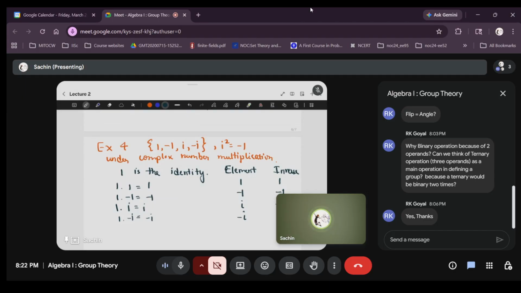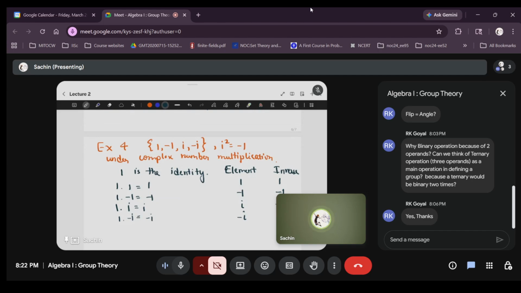I will later do an example, but complex numbers under complex number multiplication is also a group. That means complex number multiplication is associative, so we don't have to check for associativity in this case. It's given. Then it's closed. We'll actually have to check that.